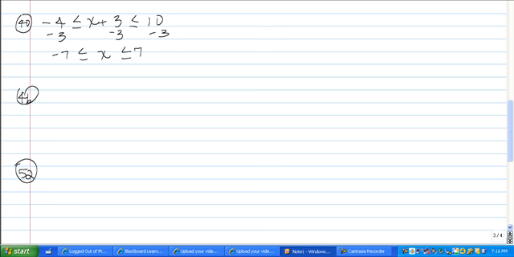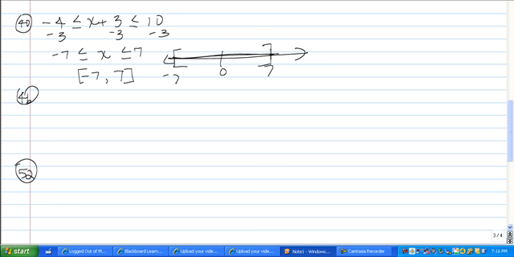So they ask us to give the solution set in both interval and graph forms, so that would be from negative 7 to 7 inclusive, so we'd use the square brackets. And our graph, I'm going to go ahead and use the interval type of graph, would be everything in between.